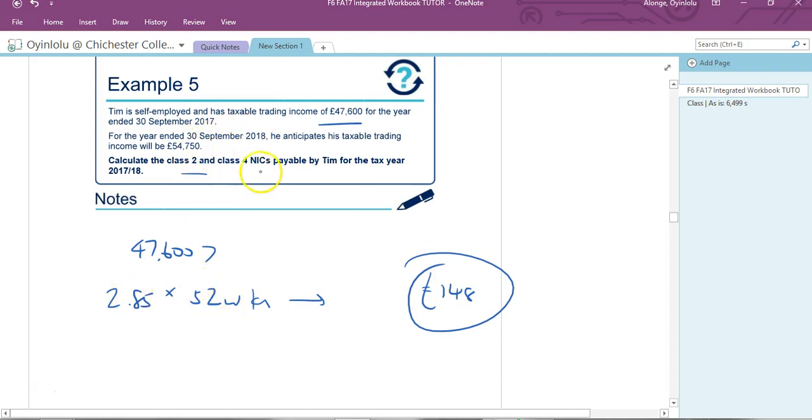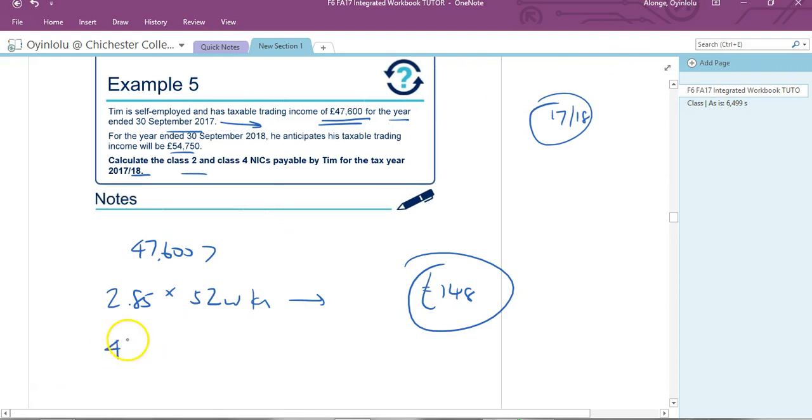Then they want it for the tax year 1718. This is for the year ending 30th of September 2017, so this will be charged in the tax year 1718. That's how we assess this, the trading. You can see here it says that he has taxable trading income of 47,600 for that year. This was put there to almost trip you up and make you think, do I start cutting it up? No, it's trading. It's whatever his trading period has been that we work with, right? So don't let that trip you.